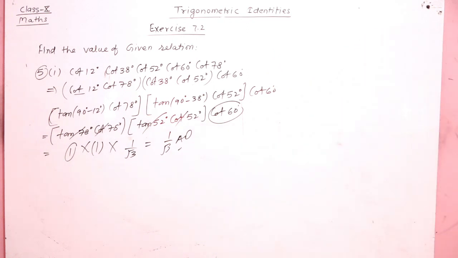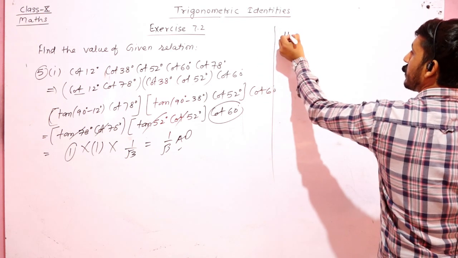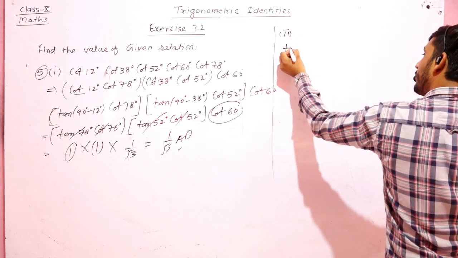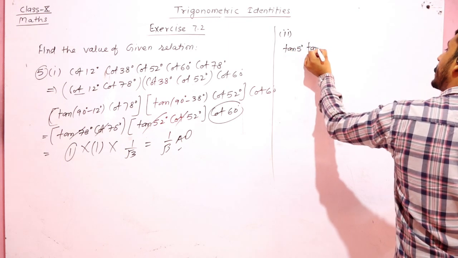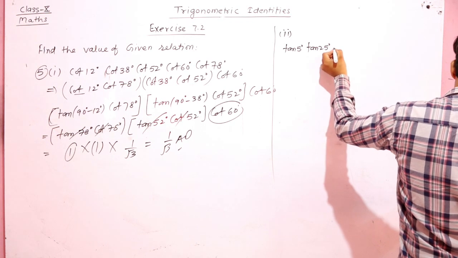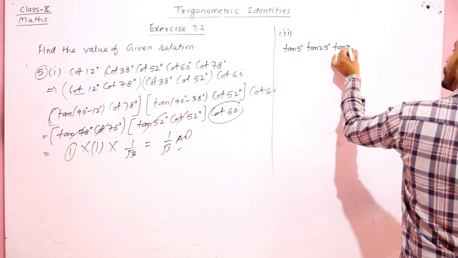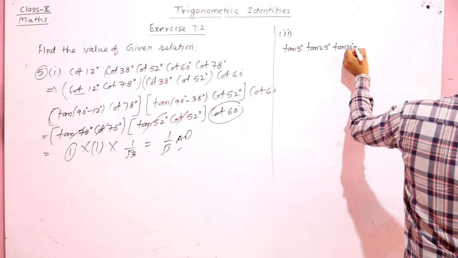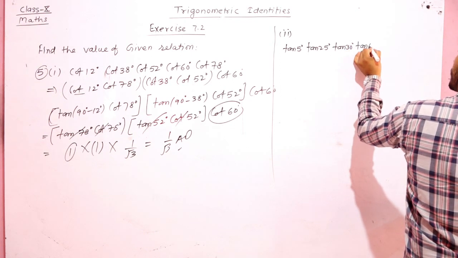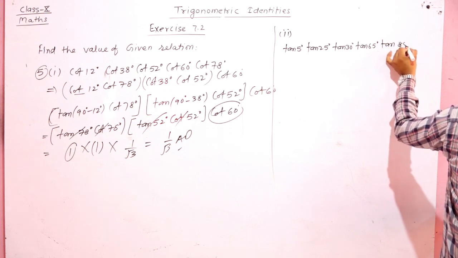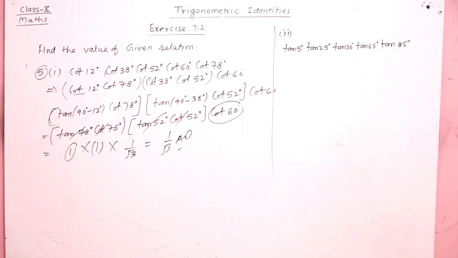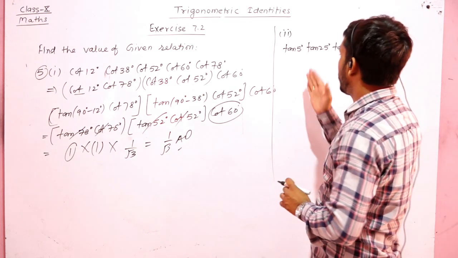Okay, the next part of this question, the second part, is given as tan 5 degree. Okay, now tan 25 degree, now tan 30 degree, now tan 65 degree, and now tan 85 degree. It is the same as what we discussed in the last part, as it is given in terms of tan.